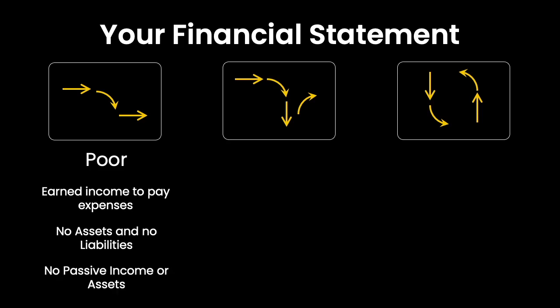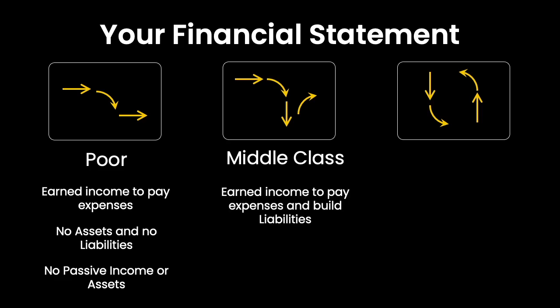If you have the cash flow pattern of the middle class, you're paying most of your expenses by way of earned income, which goes to pay for your expenses and build more liabilities, creating more expenses. If this is your pattern, you are rewarding yourself with indulgences that are being funded by your earned income. This is the most difficult pattern to change. Your cash flow is building more and more debt.